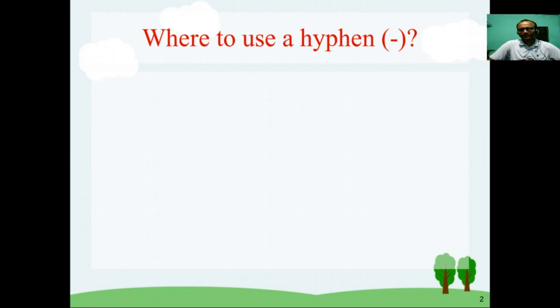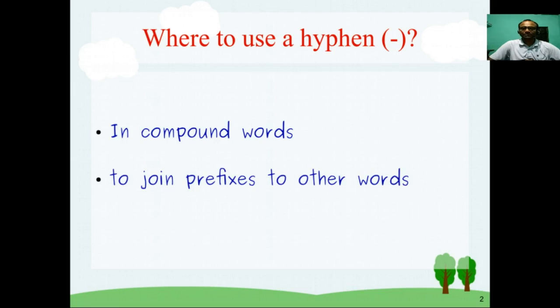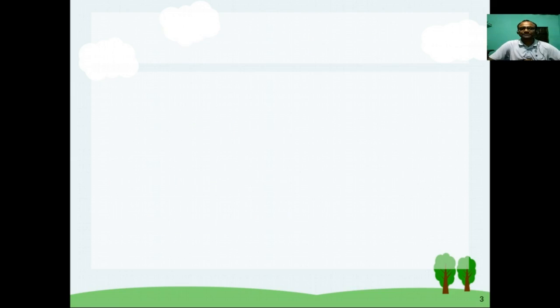We have three major categories of places where we can use hyphens: in compound words, to join prefixes to other words, and to show word breaks. Now, by compound words, we mean compound nouns, compound adjectives, and compound verbs.